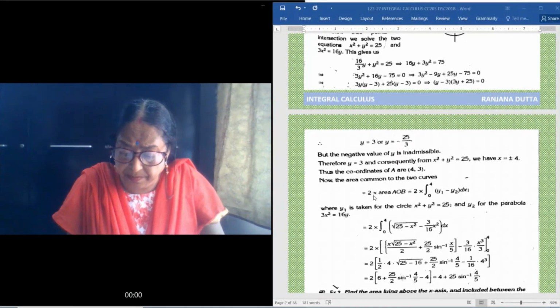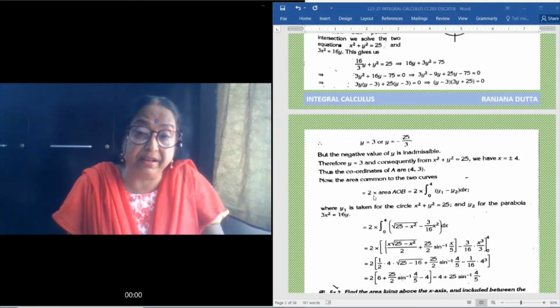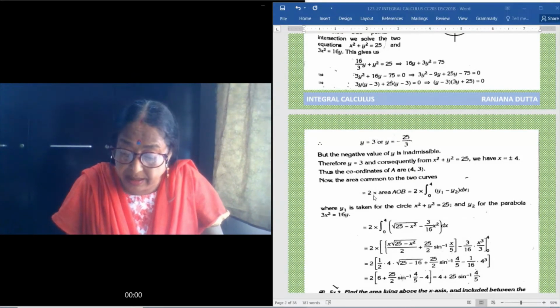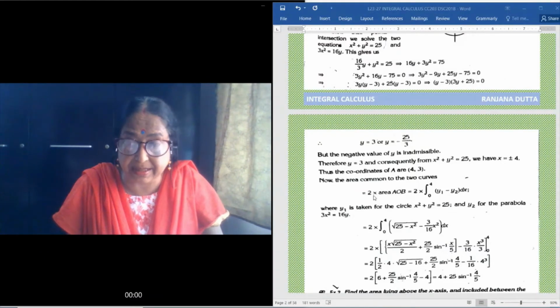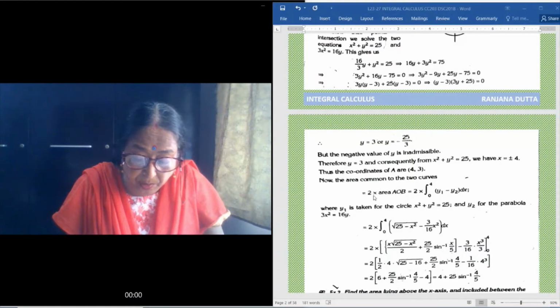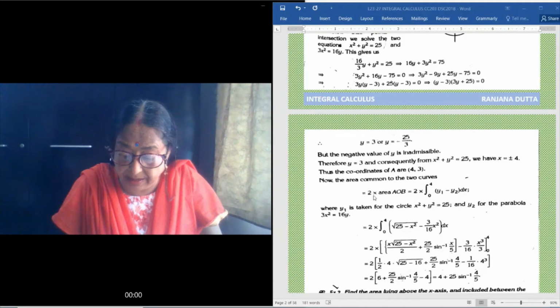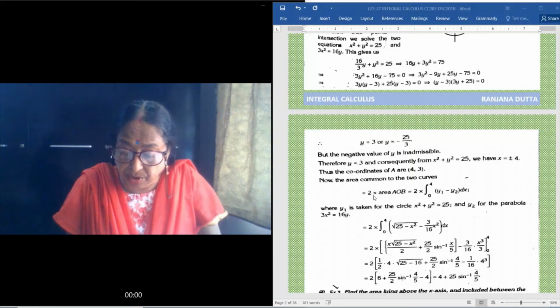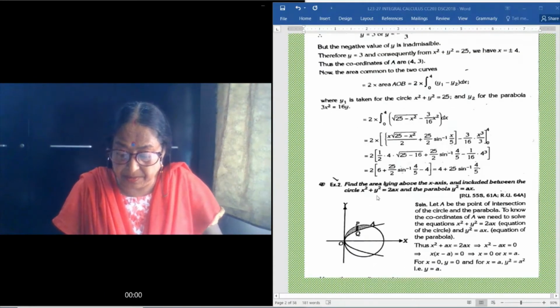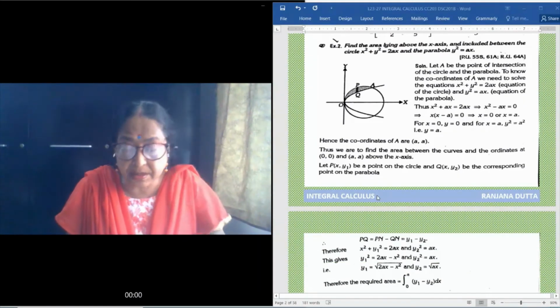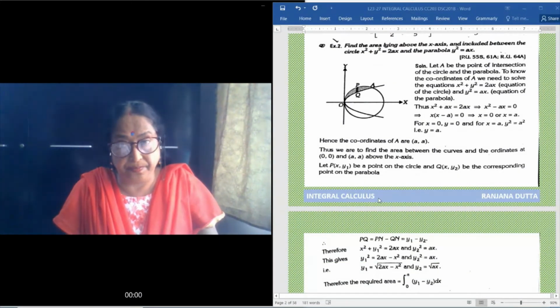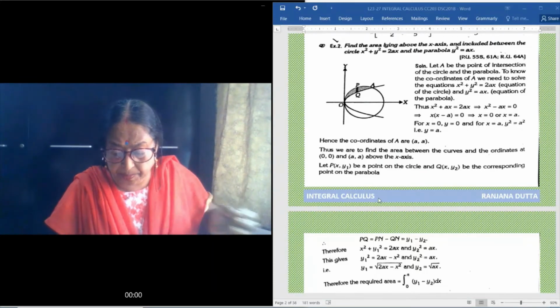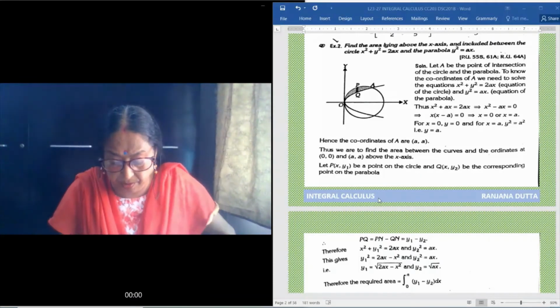Now another one: find the area lying above the x-axis and included between the circle x squared plus y squared = 2ax and the parabola y squared = ax. Drawing these two curves, we can see the picture will be as given on your page.